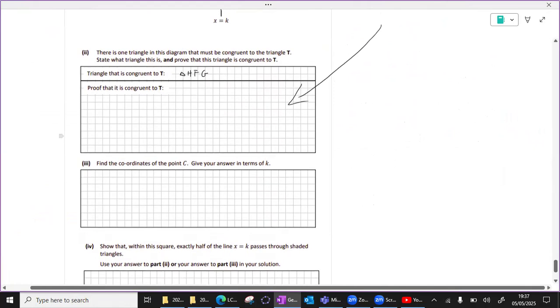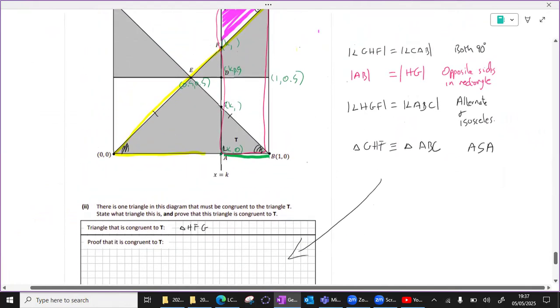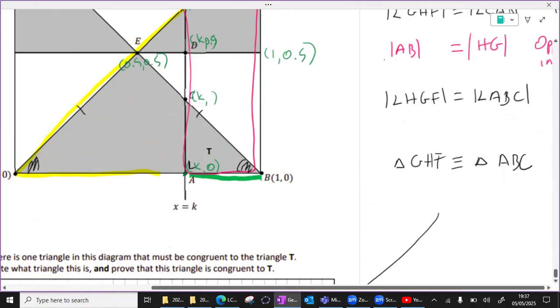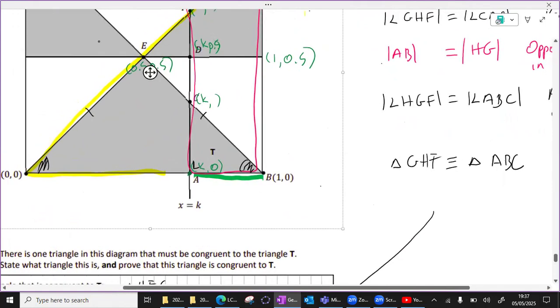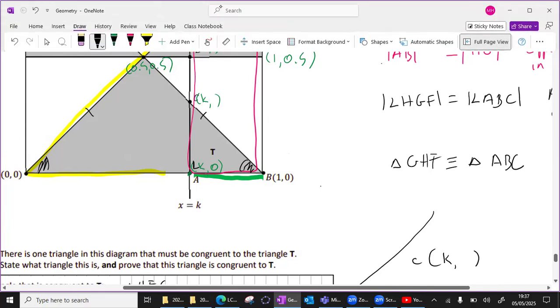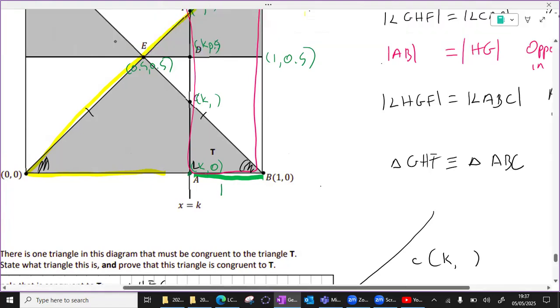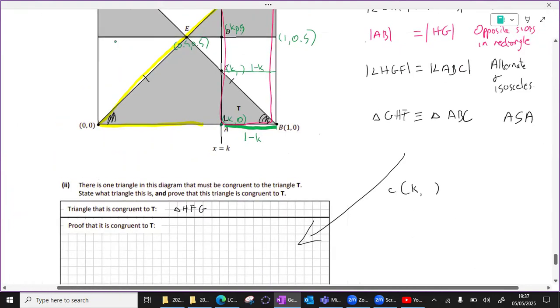Now, what else? Find the coordinates of C. Give your answer in terms of K. So the coordinates of C. Well, we know that C is definitely K something. And I'm also thinking here, we already have that bottom line that I highlighted in green. If you think about the full length over is 1, so 1 minus K would be that line. But because this one's the same, that's also 1 minus K. So the coordinates of C can be written as K and 1 minus K.